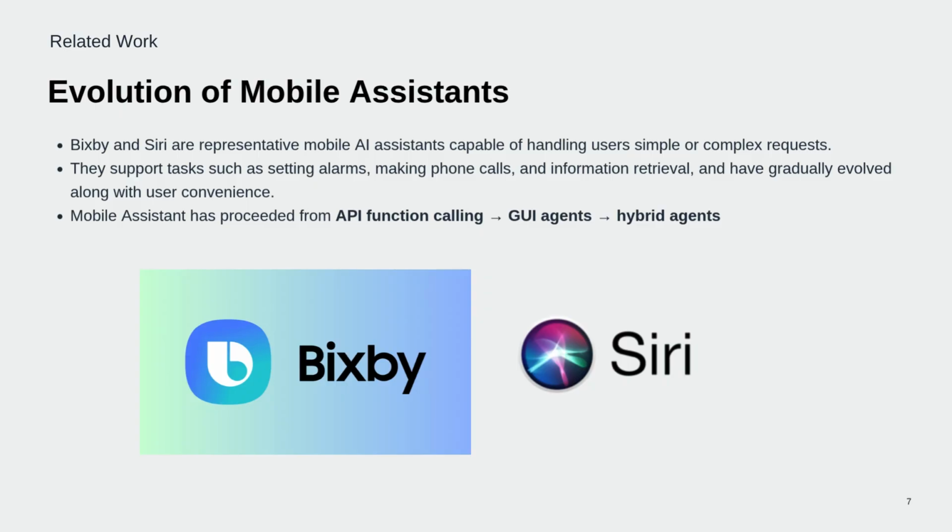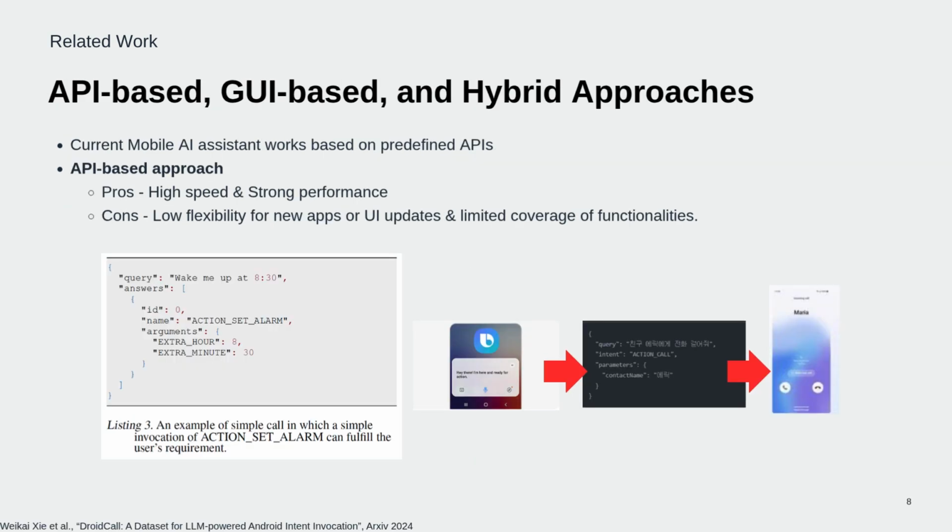Mobile assistants have progressed from API function calling to GUI agents to hybrid agents. As far as I know, currently most assistants are based on API function calling, but I believe that in the future GUI agents and hybrid agents will be a key feature to solve the problems I will mention on the next slide. In this part, I also want to share a simple briefing about the API, GUI, and hybrid-based approaches.